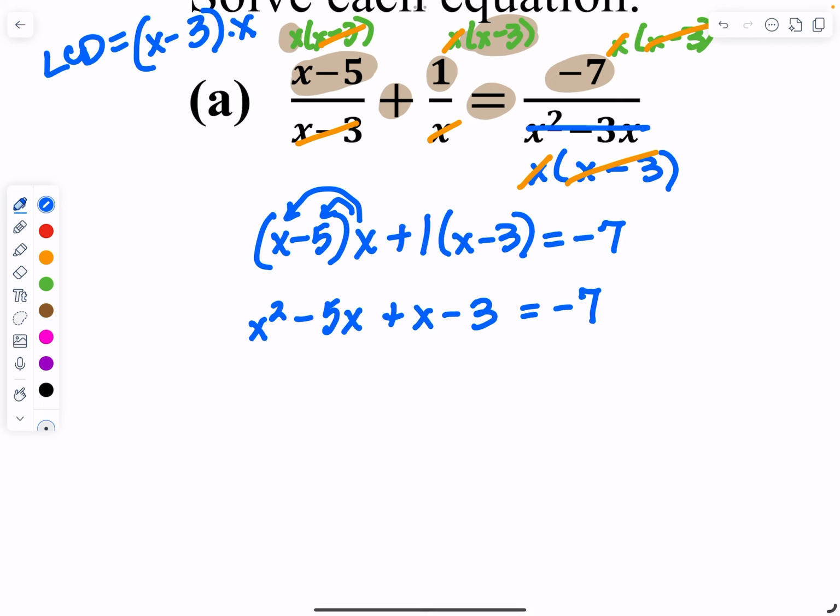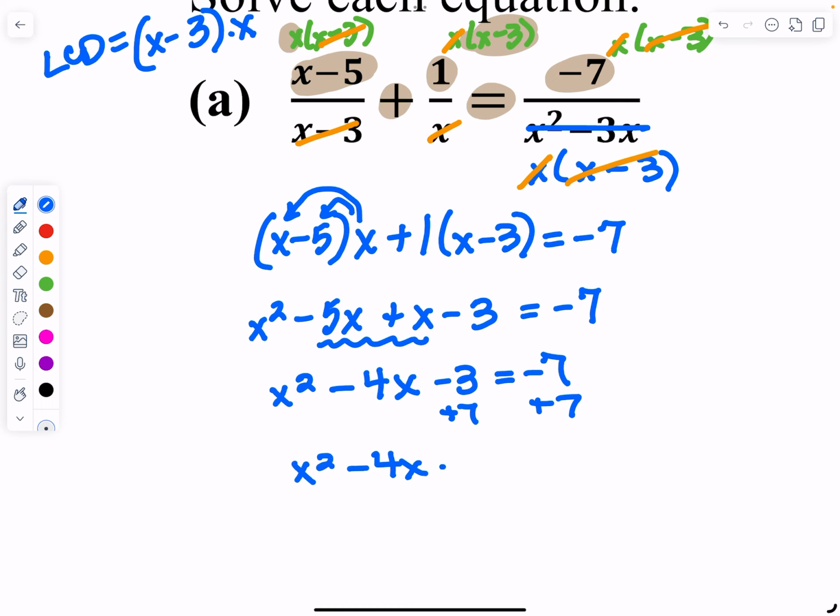So when you have a squared, you know you've got a quadratic. So that means I'm going to solve it either by completing the square, which I would not suggest, or quadratic formula or factoring. Okay, all of those have to be set equal to 0. So to solve it, I'm going to simplify and say minus 5x plus x is minus 4x. And then I'm going to move my 7 over by adding. So x squared minus 4x, what's that? Plus 4?